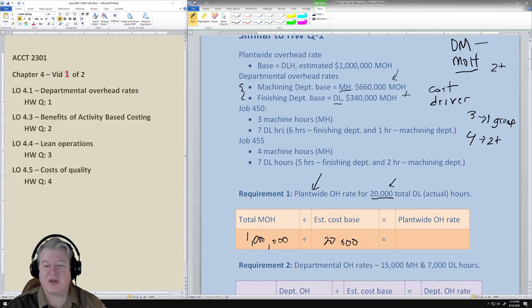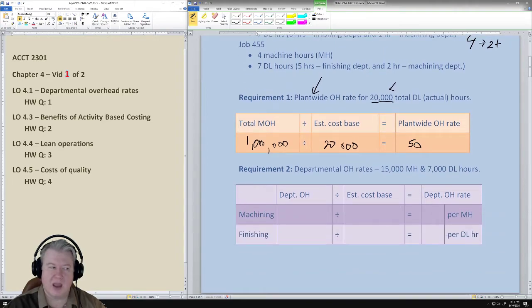So they're saying figure out the plant-wide overhead rate using 20,000 actual direct labor hours. So that would come in at a rate of $50. So this would be one rate we could use, $50.